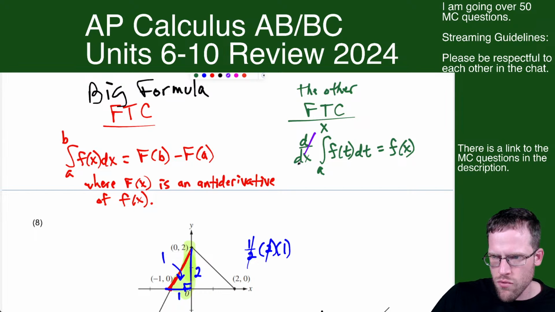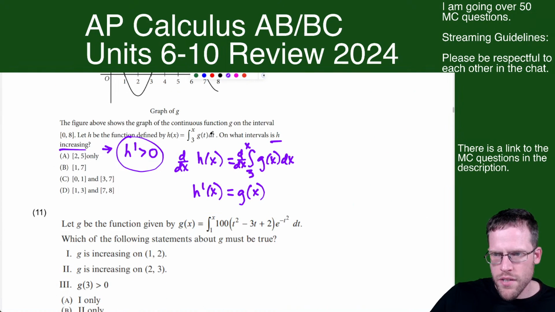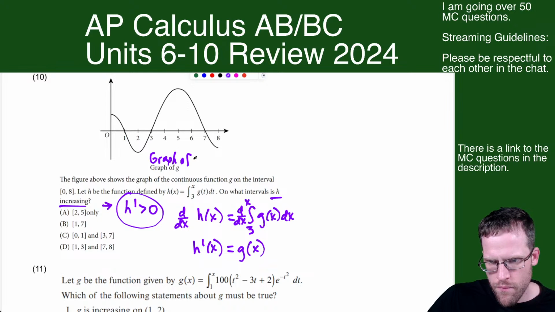Like basically the derivative and the integral cancel out. That's how I think of this. So using that idea over here, the derivative and the integral cancel. And what that tells us is that this graph of g is also a graph of h prime.